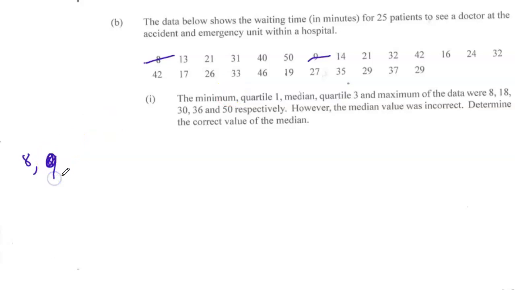9. Is there a 10? No. Is there 11? No. 12? No. 13? Is that 13? Let's circle it so I can still see the numbers. So we have 8, we have 9, we have 13. Is there a 14? Yes, there is a 14.